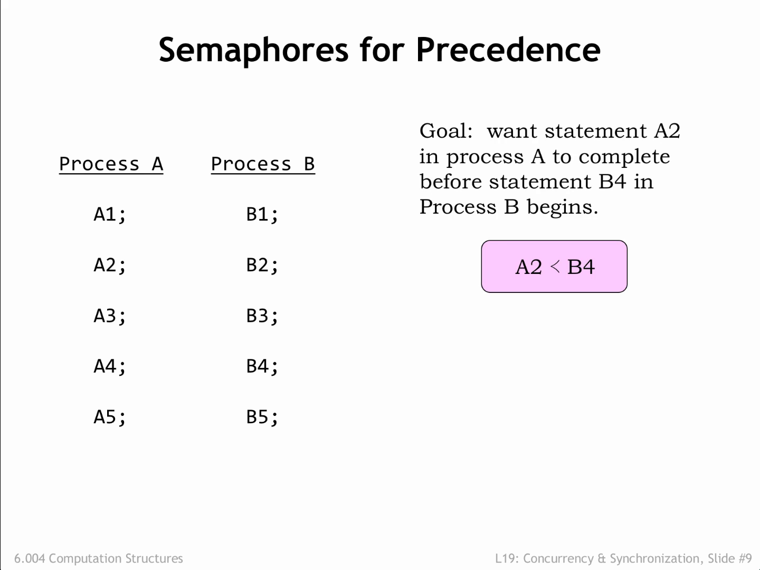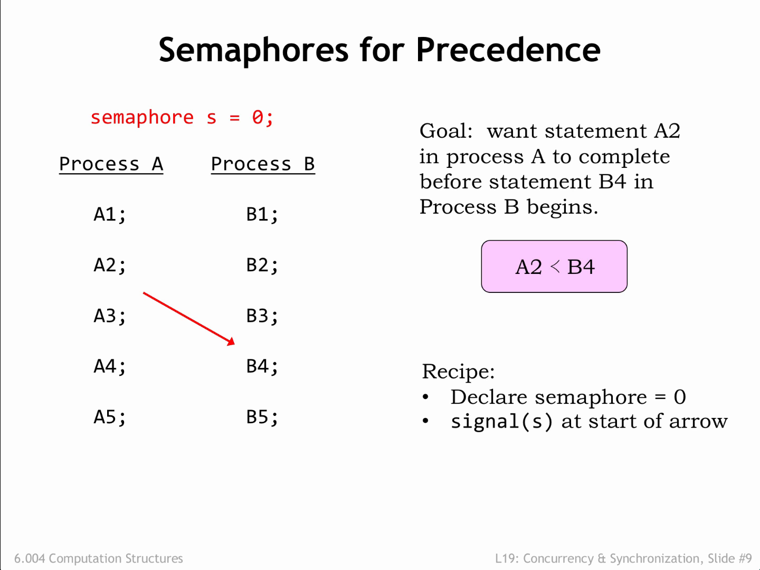Suppose we wish to impose the constraint that the execution of statement A2 completes before execution of statement B4 begins. The red arrow shows the constraint we want. Here's the recipe for implementing this sort of simple precedence constraint using semaphores. First, declare a semaphore called S in this example and initialize its value to 0. Place a call to signal(S) at the start of the arrow. In this example, signal(S) is placed after the statement A2 in process A. Then place a call to wait(S) at the end of the arrow. In this example, wait(S) is placed before the statement B4 in process B.